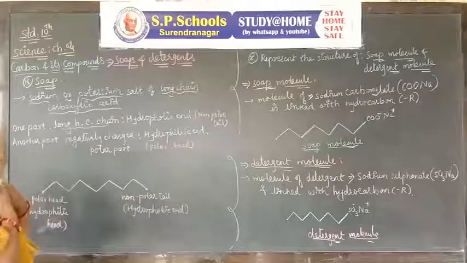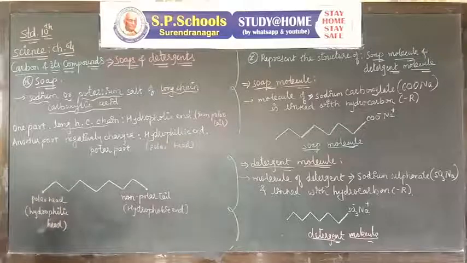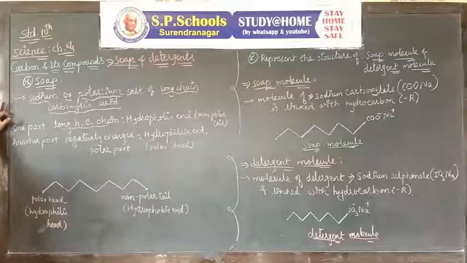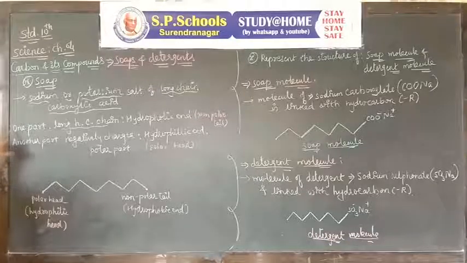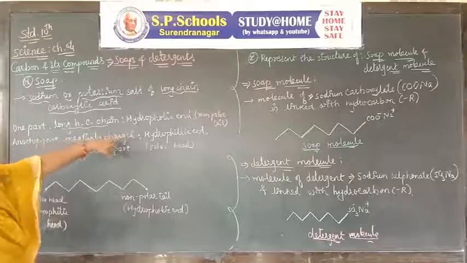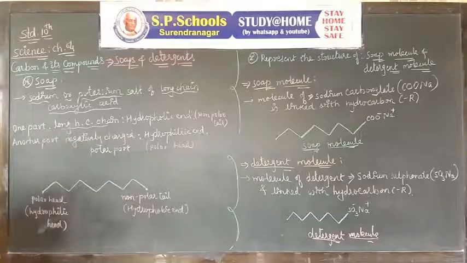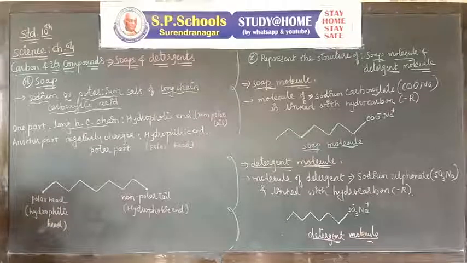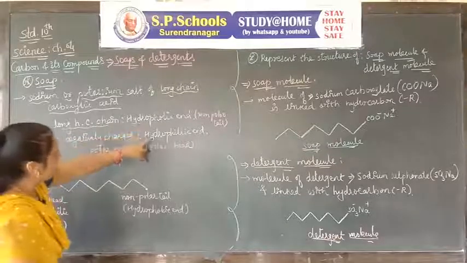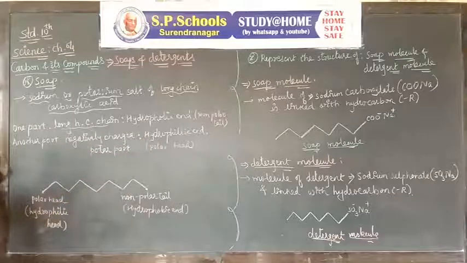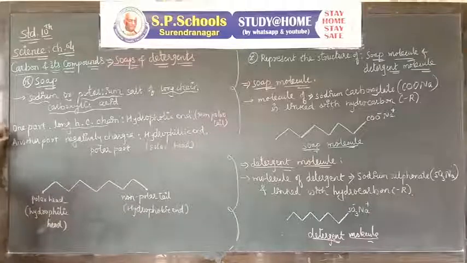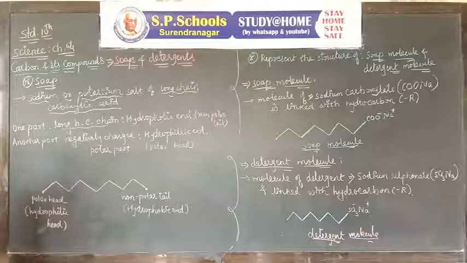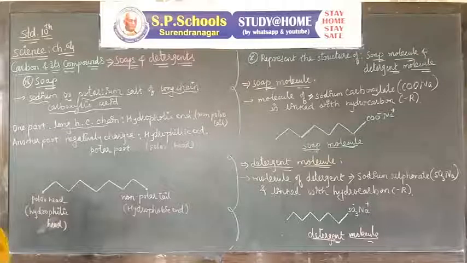Here we covered two questions related to soap and detergents. The first is, what is soap? Represent the structure with two parts. One part is the hydrophobic end, also called the non-polar tail. Another part is the hydrophilic end, and it is also called the polar head. The structure of soap with two parts, and the structure of the soap molecule and detergent molecule.